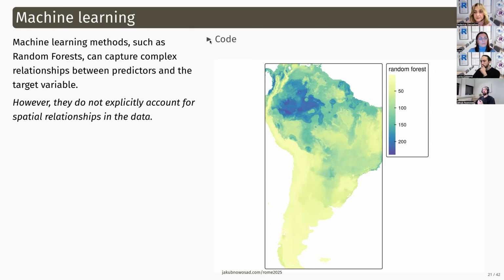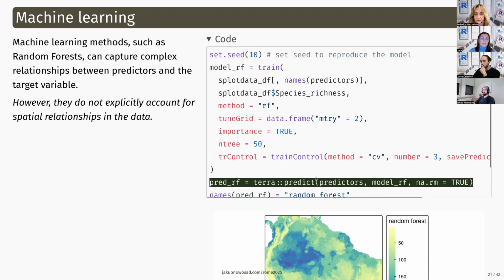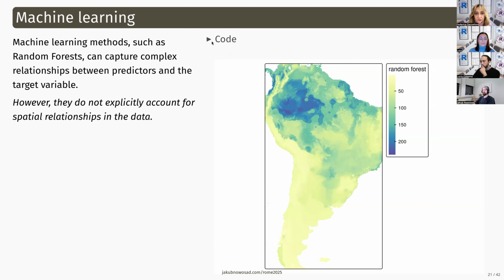What we do here, in this case, is I just train a regular random forest model for the species richness variable based on those 4 predictors, and I predict this information in space and created this map. So you can see we have those 4 different approaches.